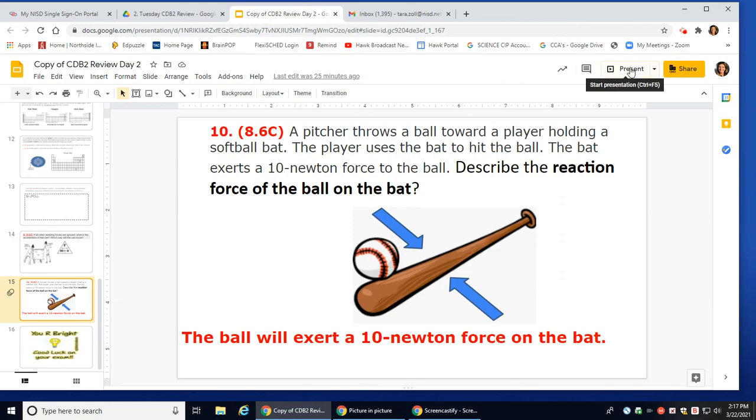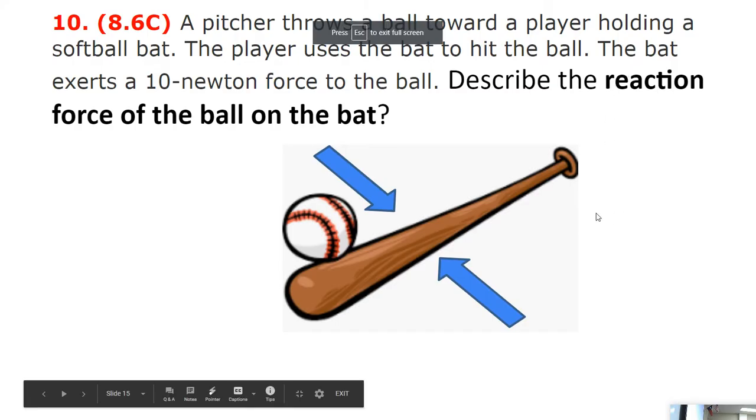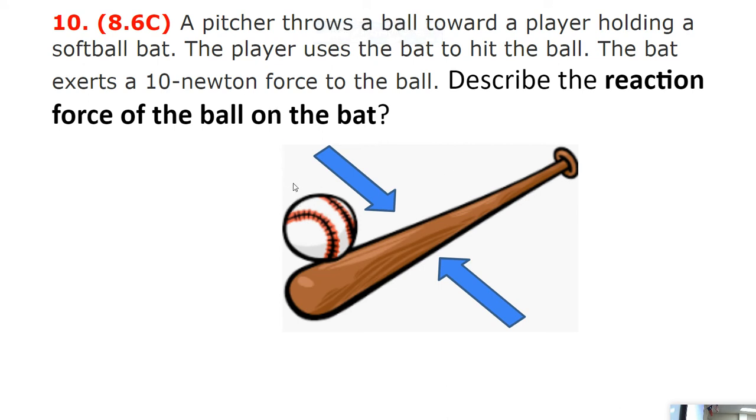And then lastly, one question on balanced and unbalanced forces. It says a pitcher throws a ball towards a player holding a softball bat. The player uses the bat to hit the ball. The bat exerts 10 newtons of force on the ball. Describe the reaction force of the ball on the bat.